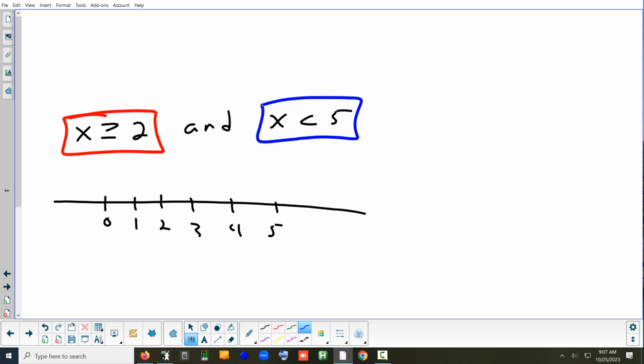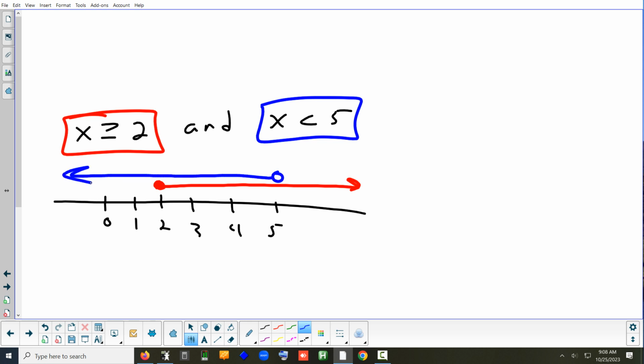Okay, let's start with the red one. What kind of circle would I use to graph the problem in the red box? Closed. Closed on what number? On 2. Closed on 2. And then shaded which way? To the right. So this one would look like this. And then let's do the blue one. What kind of circle would we use for the blue one? Open. And which way would I shade for that one? Left. We would shade to the left.